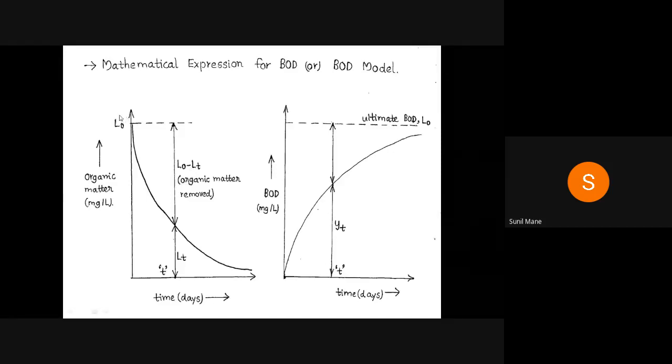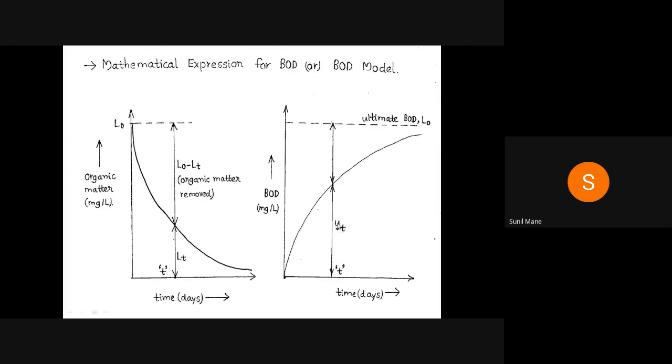Now, L0 is the maximum organic matter which has been present. LT is the term used for the organic matter which is present after a certain period, the time t. So if it is 5 days, then it would be L5. So L0 is the initial organic matter present. L5 is the organic matter present after 5 days. L0 minus L5 is the organic matter which has been removed during the 5 days. Here the t is again 5 days.